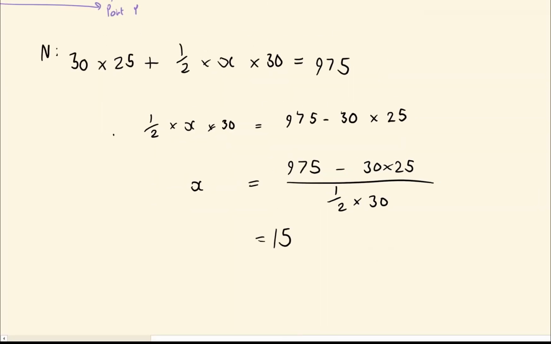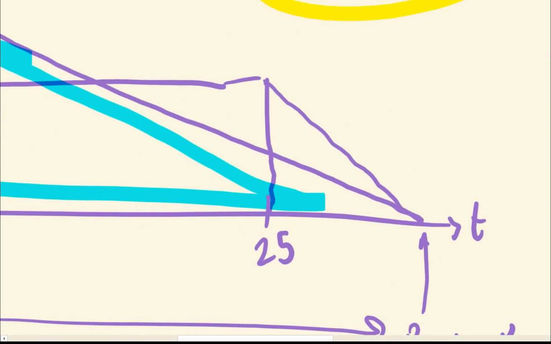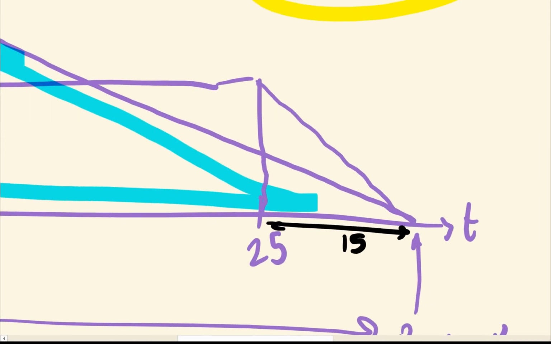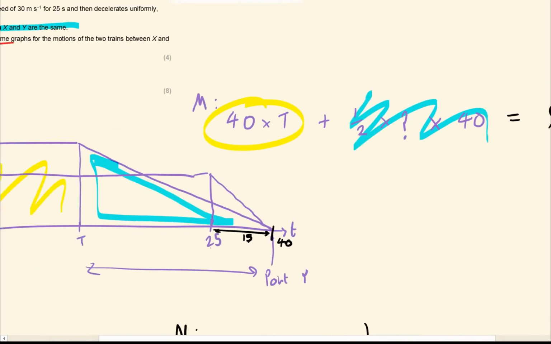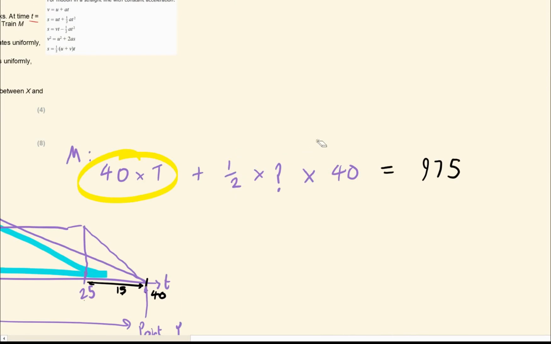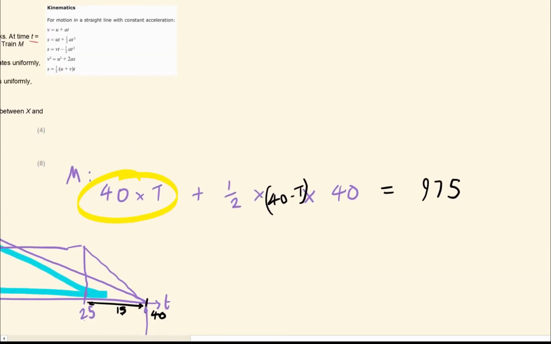So x is 15, so that tells me that this little bit of time here was 15 seconds, so therefore the overall time they took was going to be 40 seconds. 25 plus 15 gives us 40. So now we can go back to our M equation, and we know slightly more about what the question mark is. We know the whole time was 40 seconds. If we travel at top speed for t seconds, then this must be 40 take away t. And again, now we have an equation we can solve.